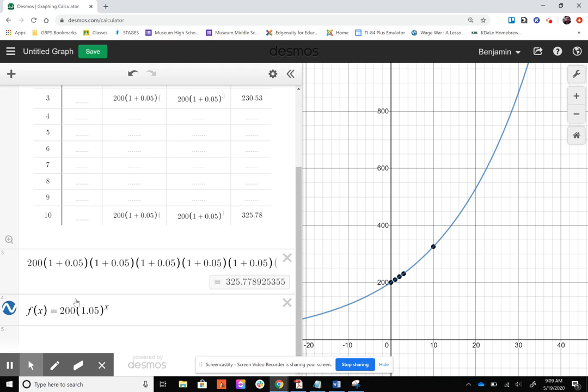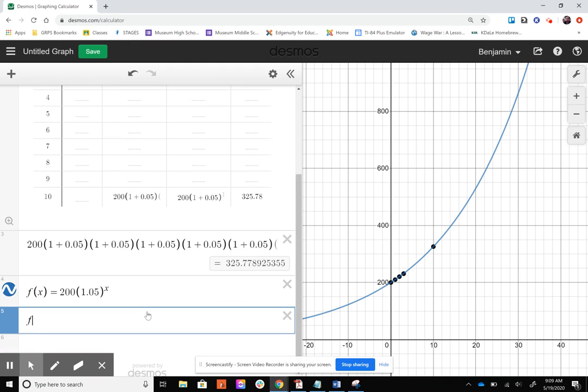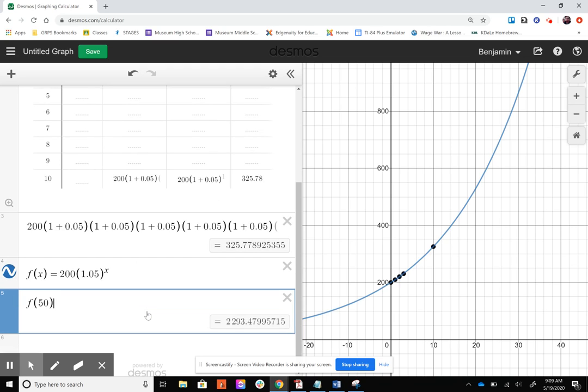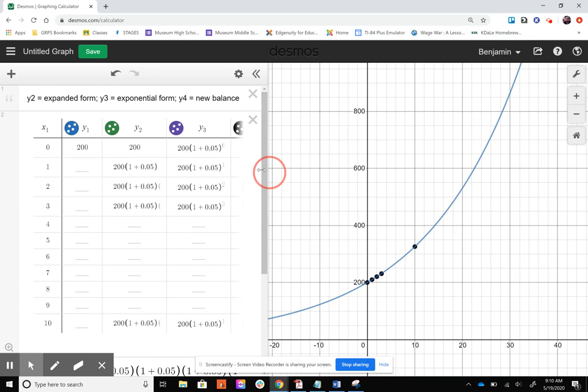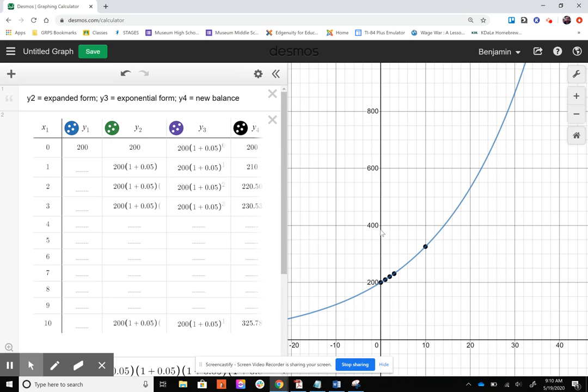So if I ever wanted to figure out, let's say I put that money into my bank when I was younger, and let's say I did it when I was 20, and I want to know what's going to happen when I'm 70. Well, I can go and I can say 50 years later, how much money am I going to have? So by putting $200 at 5% interest for 50 years, I'm going to gain almost $2,100 just by letting it sit. So this is an example of simple interest in looking at exponential functions.